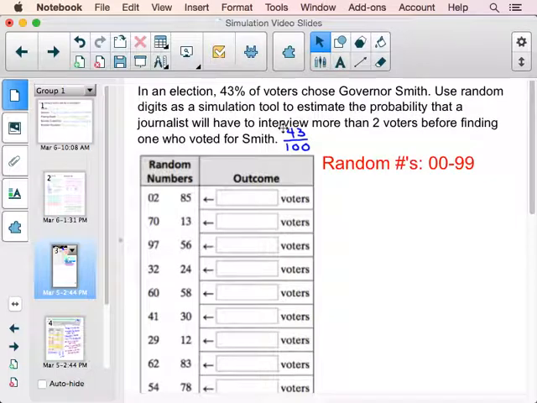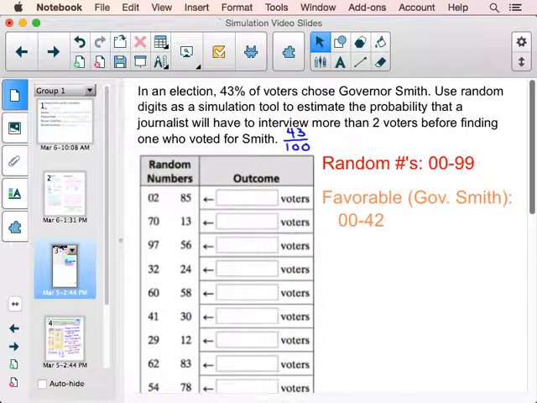So then we have to decide what outcomes we want to use. Of these 100 possible numbers that we could get, we want 43 of them to represent voting for Governor Smith. And those would be our favorable outcomes, the ones that we're trying to count and look for. So I usually like to start with the lowest ones and work from there. So our favorable outcomes in this case are going to be 00 through 42.